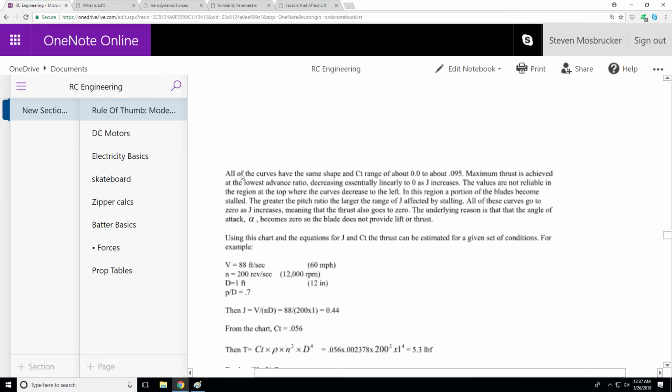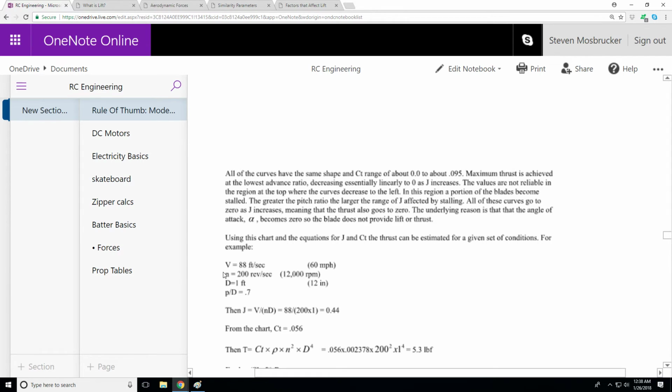So it says here, maximum thrust is achieved at the lowest advance ratio, decreasing essentially linearly to 0 as J increases. The values are not reliable in the region at top. The greater the pitch ratio, the larger the range of J affected by stalling. Also, these curves go to 0 as J increases, meaning that the thrust also goes to 0. The underlying reason is that the angle of attack becomes 0, so the blade does not provide any lift or thrust. Using this chart and the equation for J and CT, the thrust can be estimated for a given set of conditions.